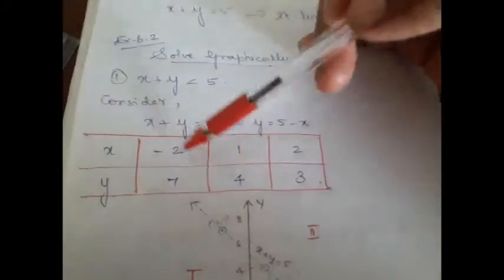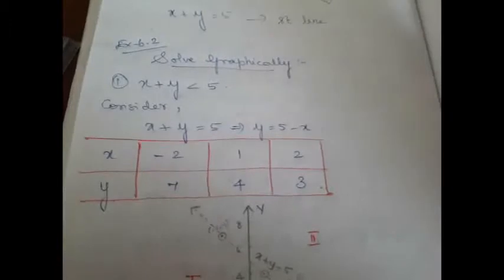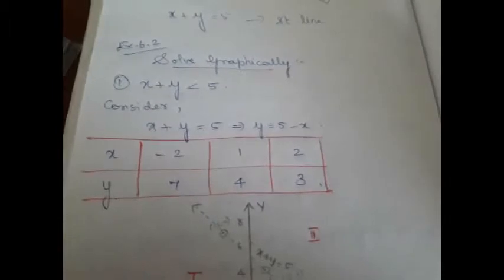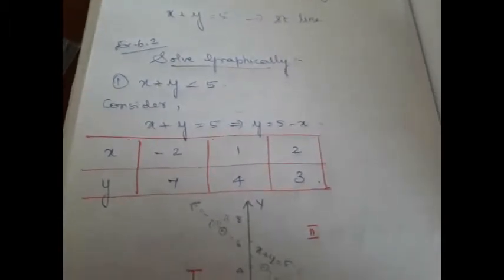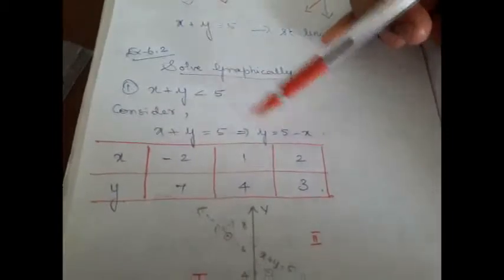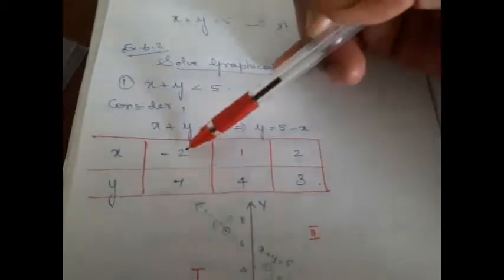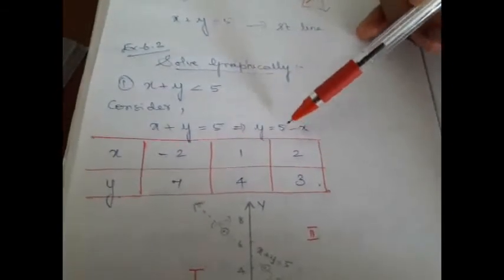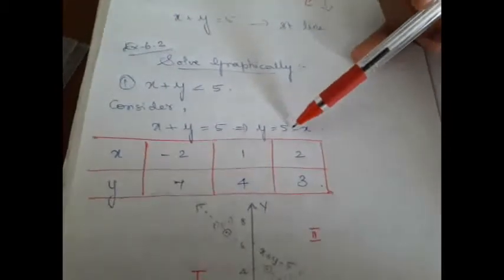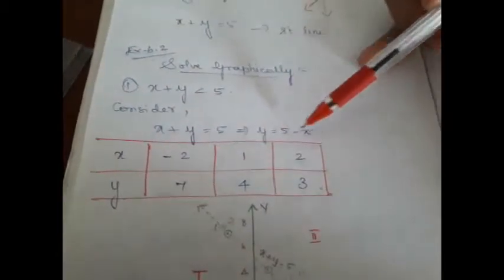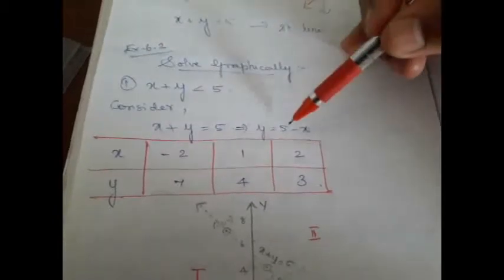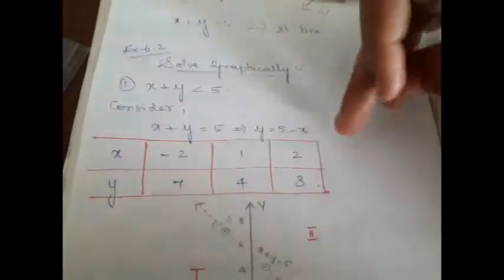Now here I have assumed values for x. To have better clarity about the graphical representation, choose one negative value, one positive value, and you can even choose one 0. Here I have taken one negative value and 2 positive values. How will you find your y value? y is 5 minus x. If you substitute x as minus 2, minus into minus becomes plus, so 5 plus 2 is 7. Then for x equals 1, 5 minus 1 is 4. Then 5 minus 2 is 3.